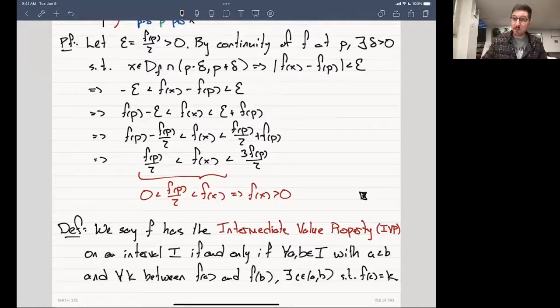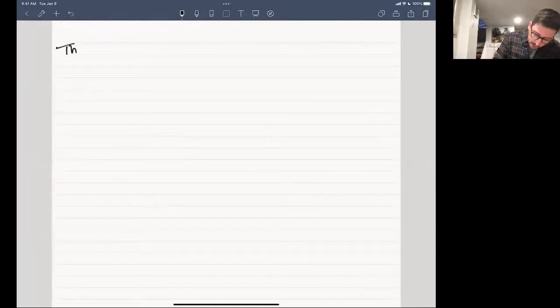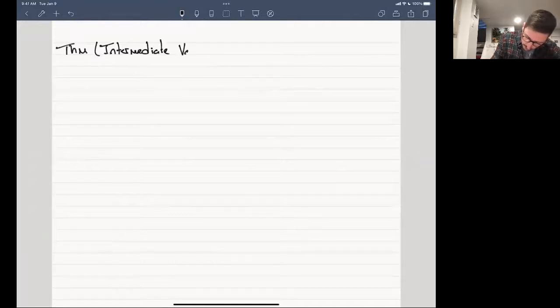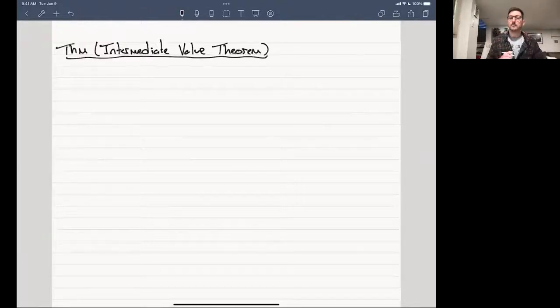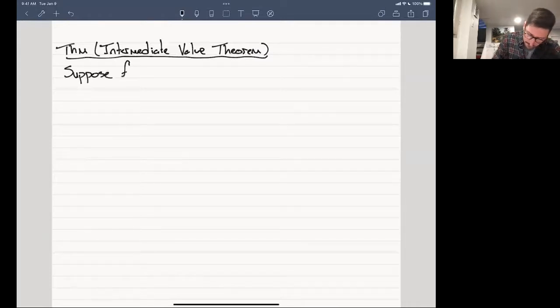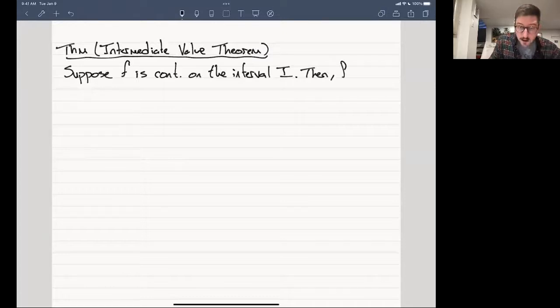So this sort of naturally leads to the intermediate value theorem. And the intermediate value theorem formally says that continuous functions have the intermediate value property. So this is the intermediate value theorem. Now you may be familiar with the intermediate value theorem. Like I said, it's one of these sort of essential introductory calculus results. And it says exactly what I just said, right? Continuous functions have the intermediate value property. So we say, suppose f is continuous on the interval, say, I, then f has the IVP on I, right? So it has the intermediate value property on I.